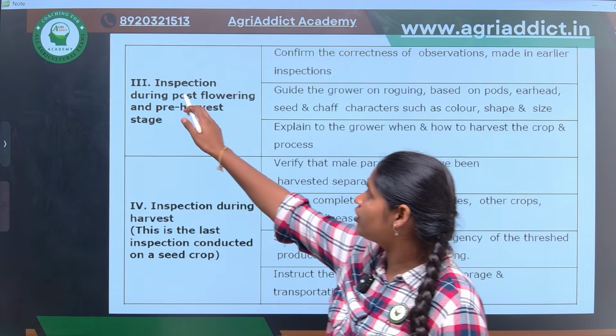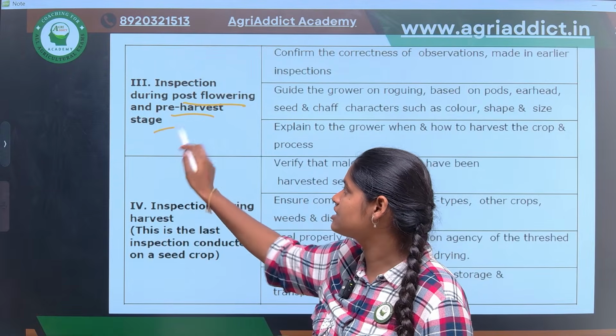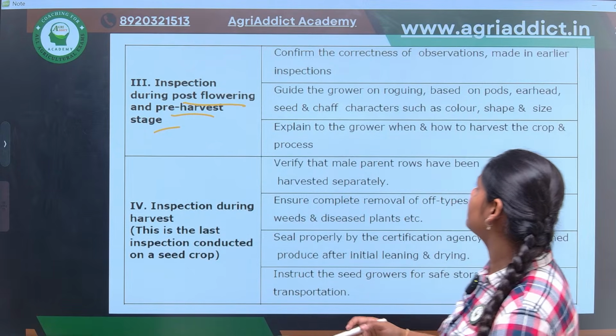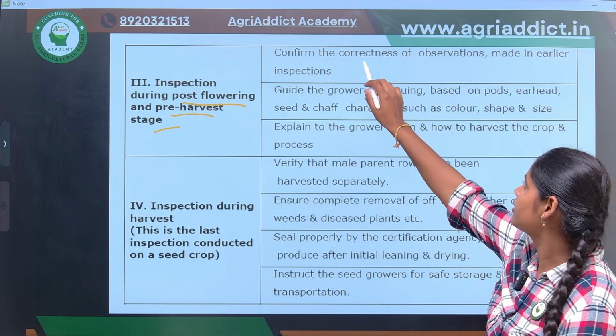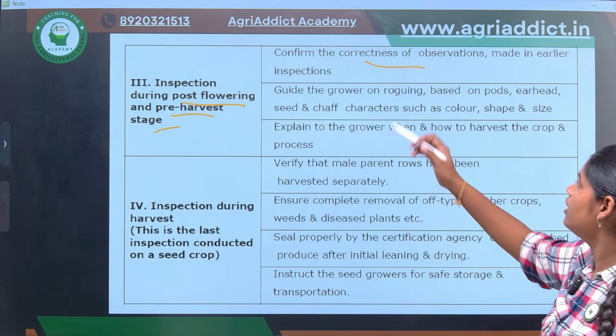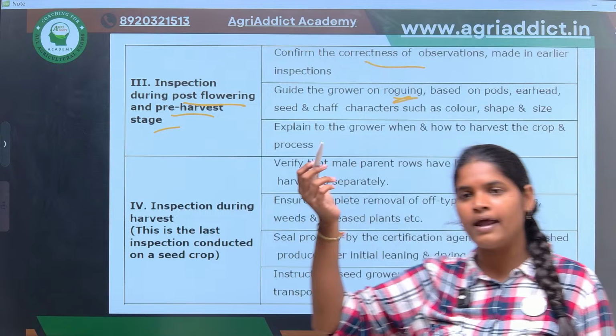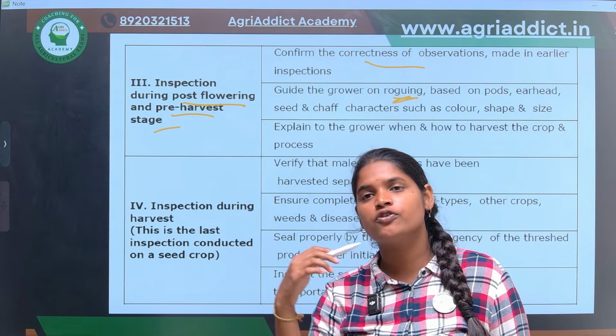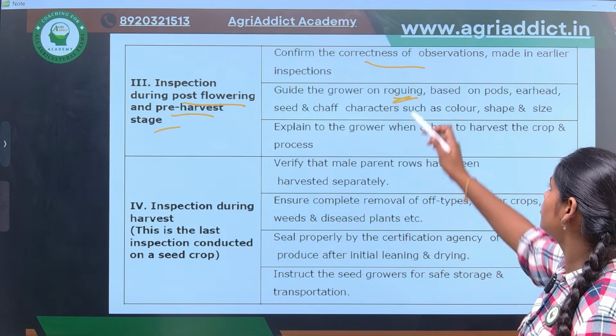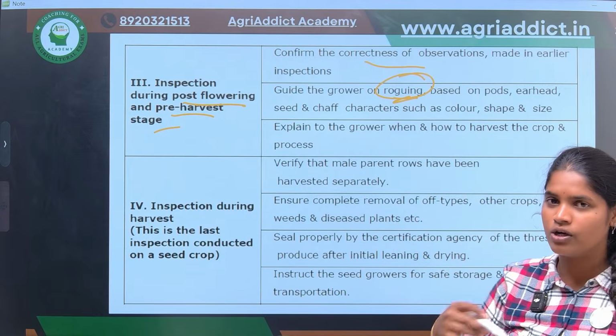Then inspection during the post flowering and pre-harvest stage. Post flowering, they'll confirm the same way correctness of the previous inspection, and they guide the grower on rogging. Sometimes some weed plants will grow very late or mature very late after flowering. So such types should be removed. The rogging should be continuous.